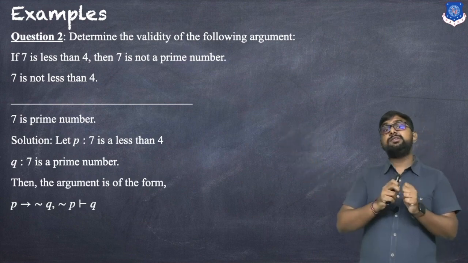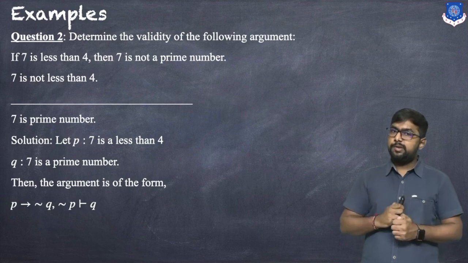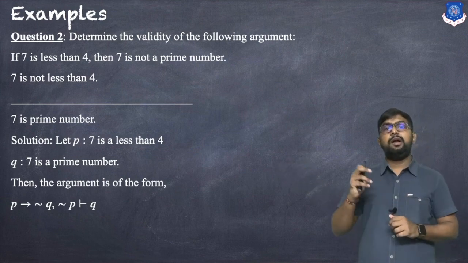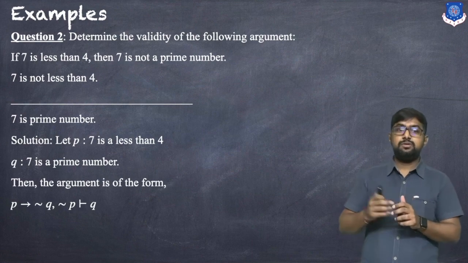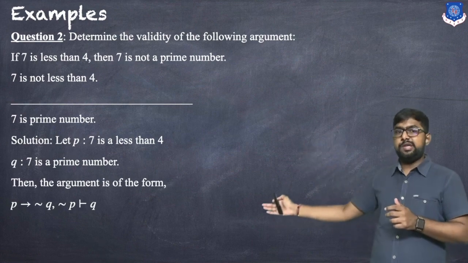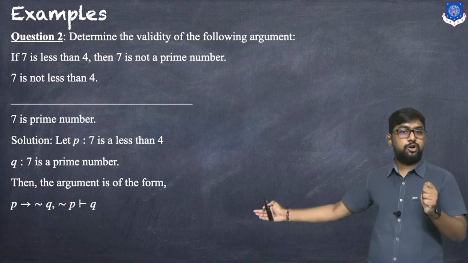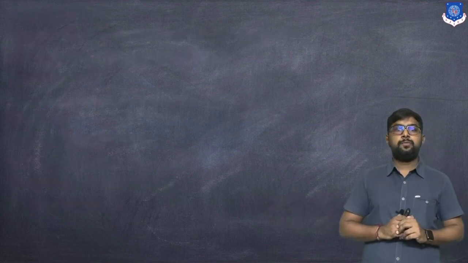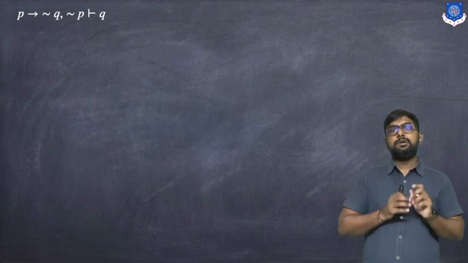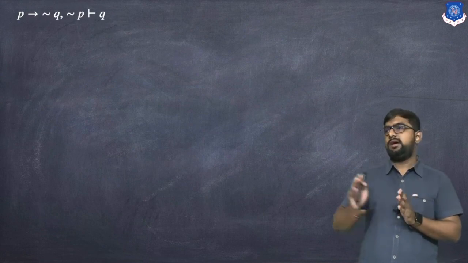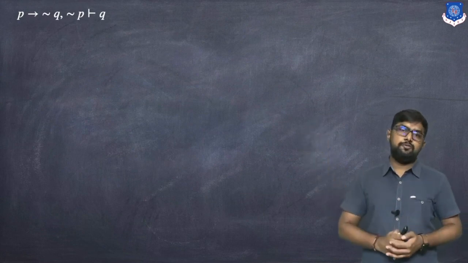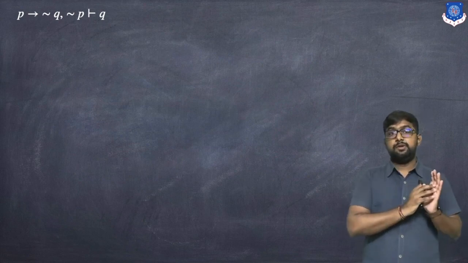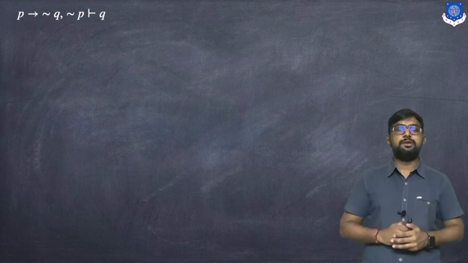Then "7 is not less than 4" means not P, and it is the second premise. And the conclusion is "7 is a prime number," and that is Q. So P implies not Q, not P, therefore Q. This is the symbolic form. Now in this example we are not using that theorem; we are using something different.